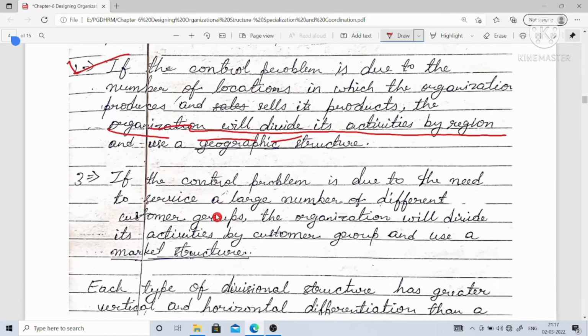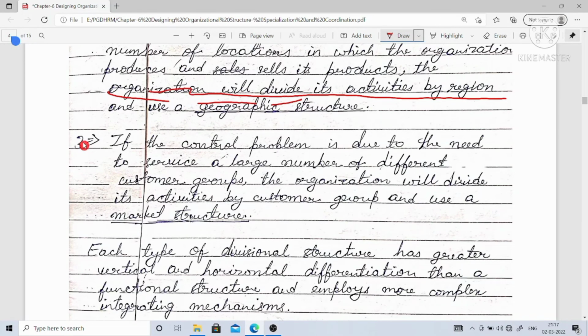Third: if the control problem is due to the need to service a large number of different customer groups, then the organization will use market structure. In market structure the organization will divide its activities by customer groups. According to different customer groups, the organization will divide its different activities.